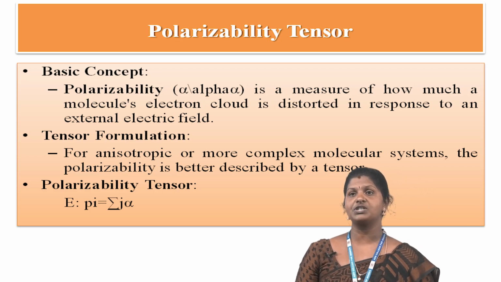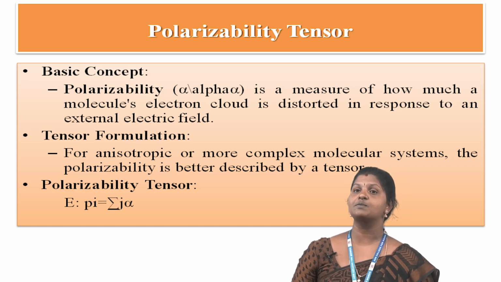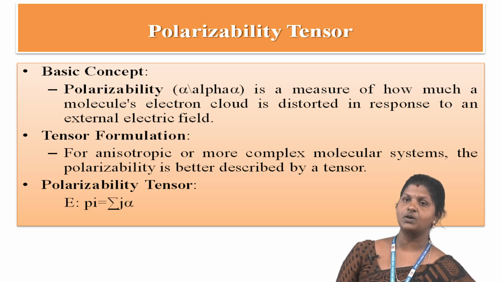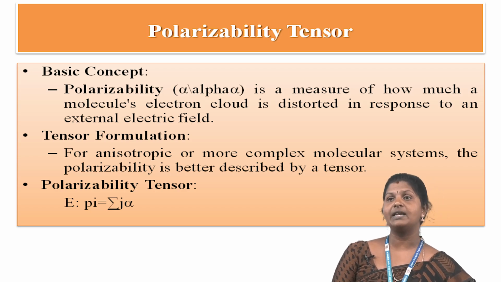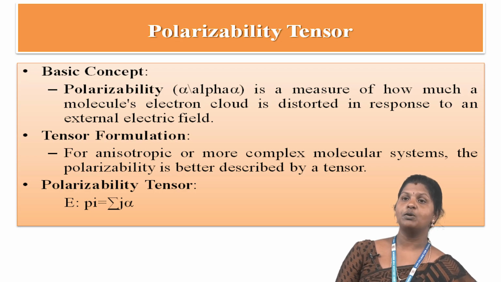Then tensor formulation. In anisotropic or more complex molecular systems, the polarizability is better described by a tensor. This accounts for the fact that the response of the molecule to an electric field can vary depending on the direction of the field relative to the molecular structure.